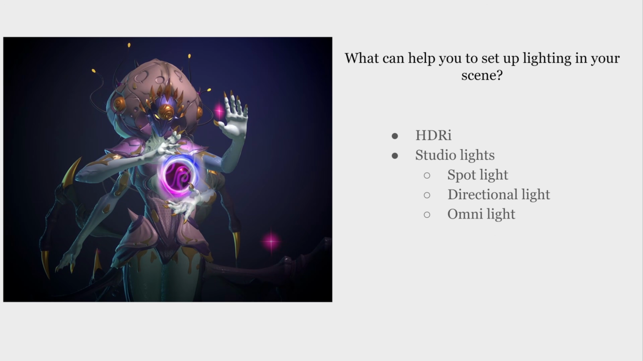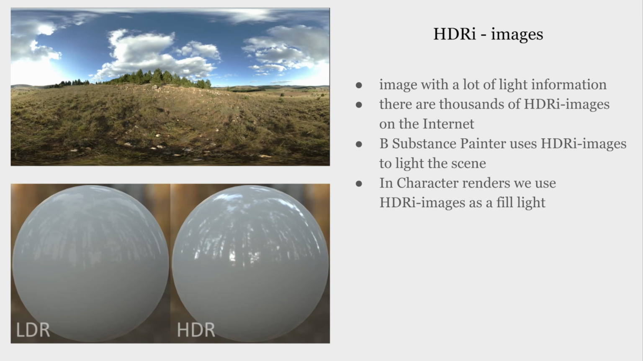Let's start with the light sources you can use to set up lighting in the render scene. HDRI images, spotlights, omnilight, and directional light. These are light sources available in Marmoset, where we are learning to render our characters. In Arnold and in other render engines, these light sources may be named differently. We'll begin with HDRI images. First, let's clarify what it is.